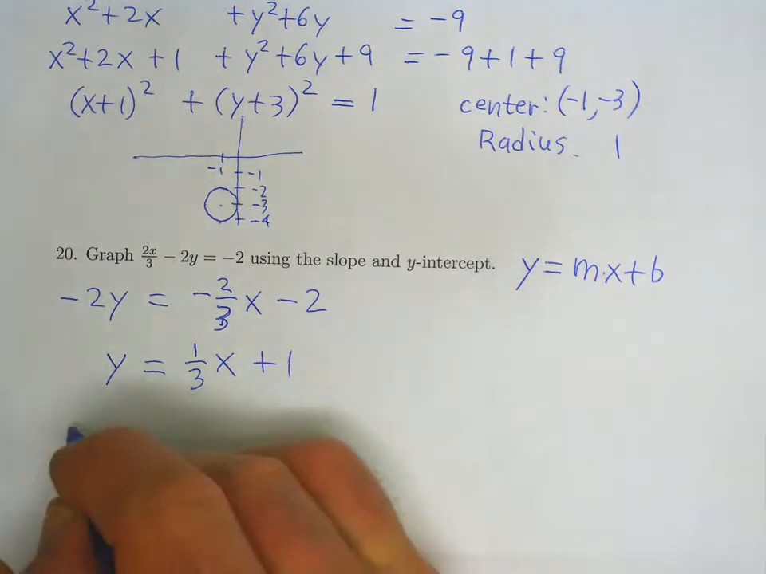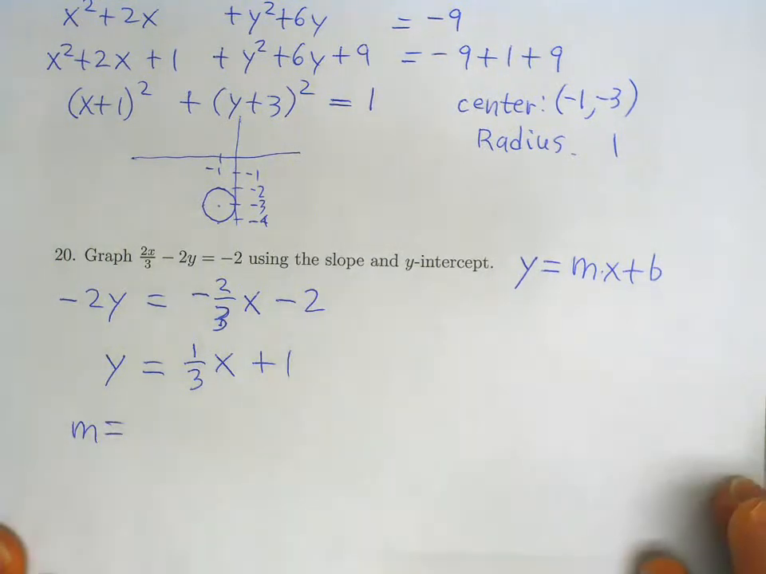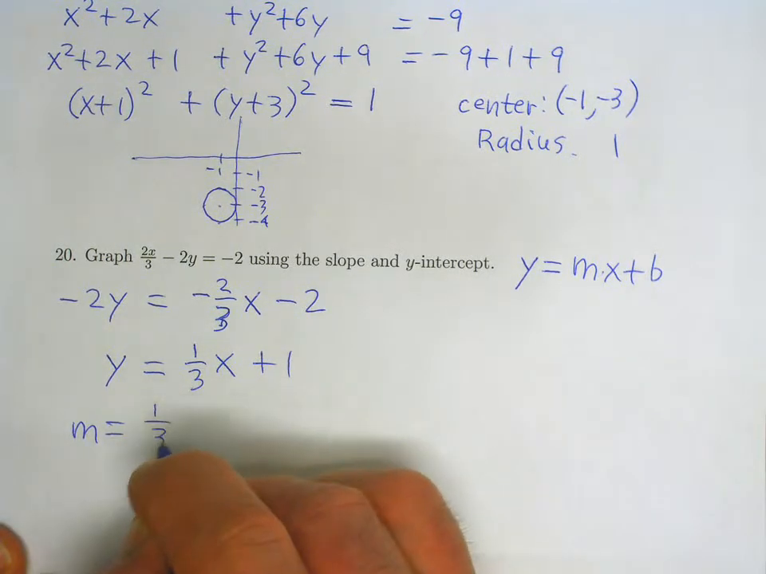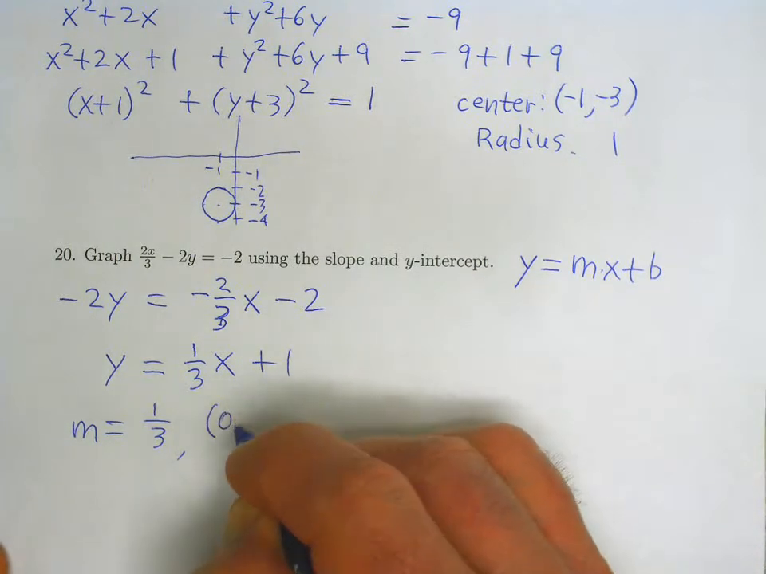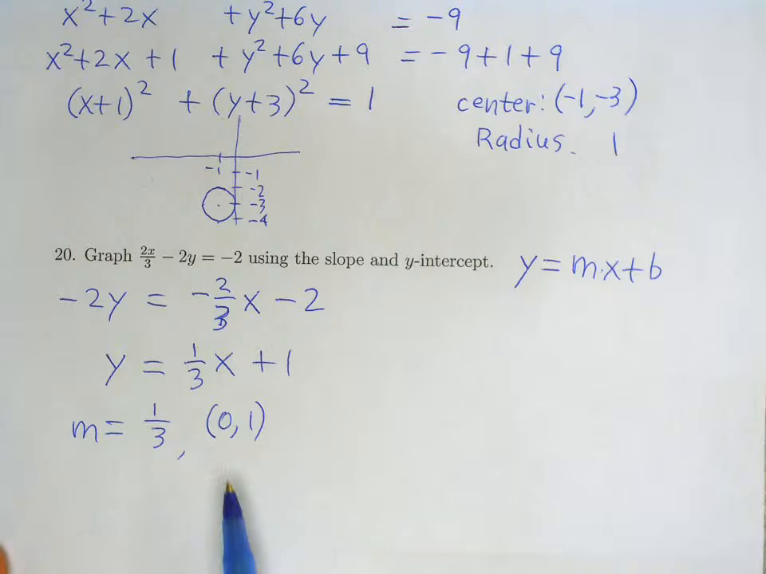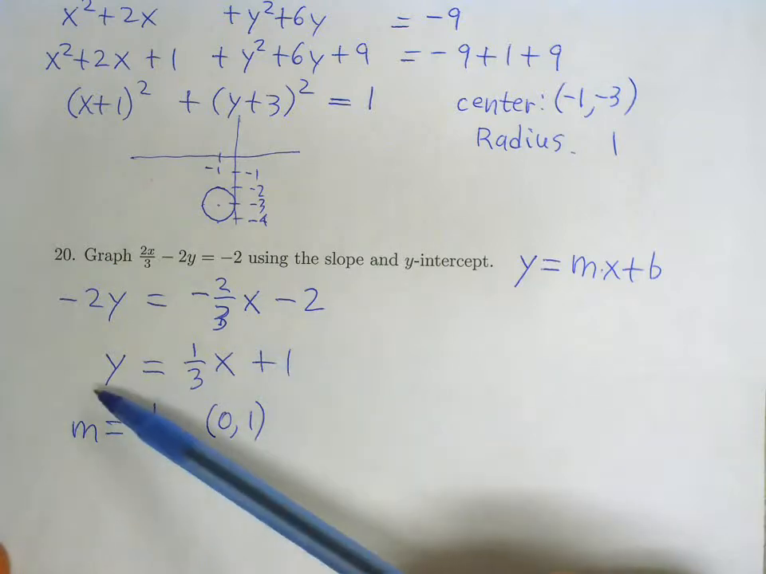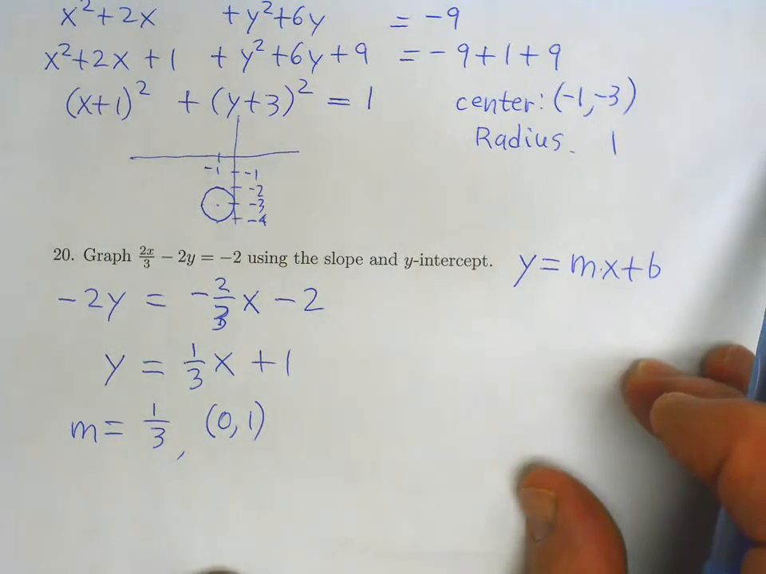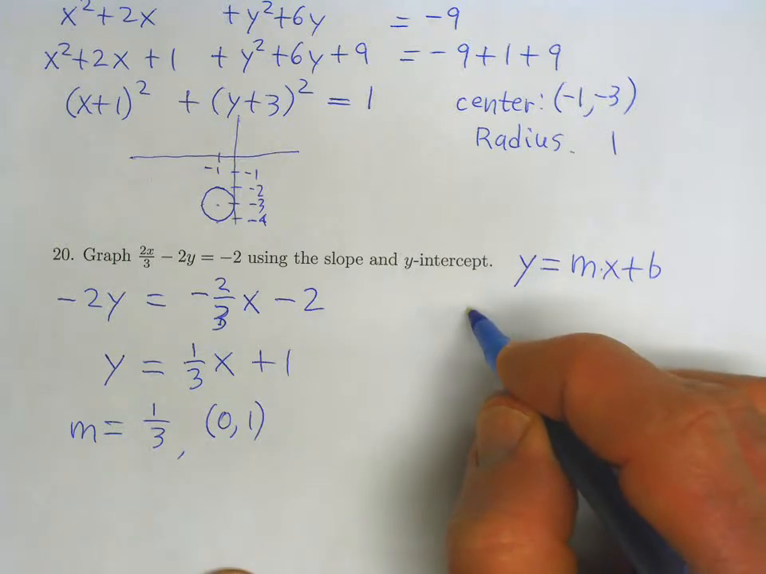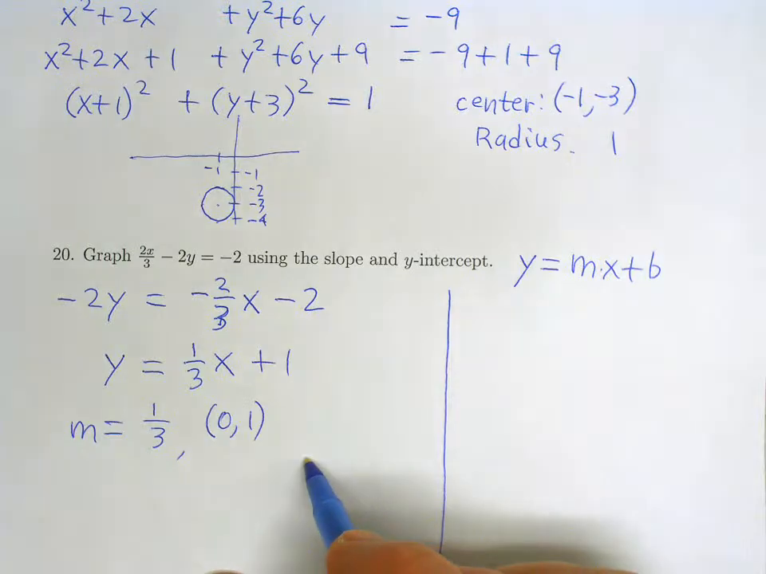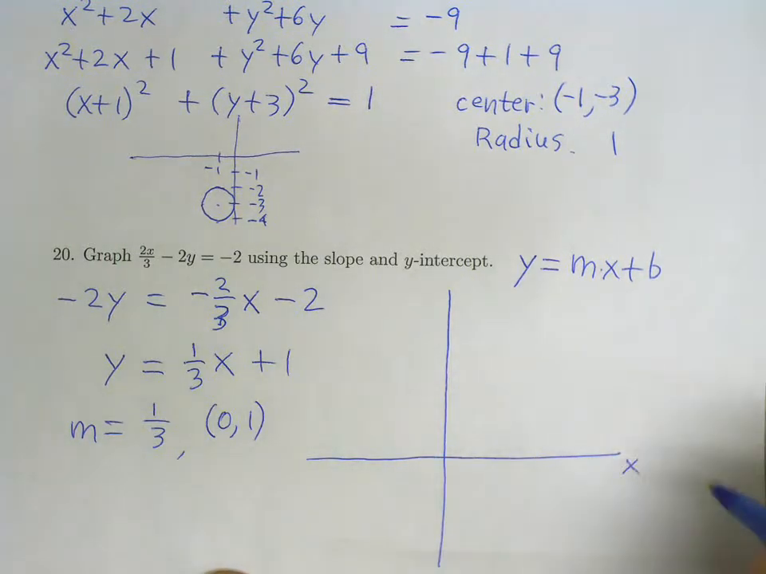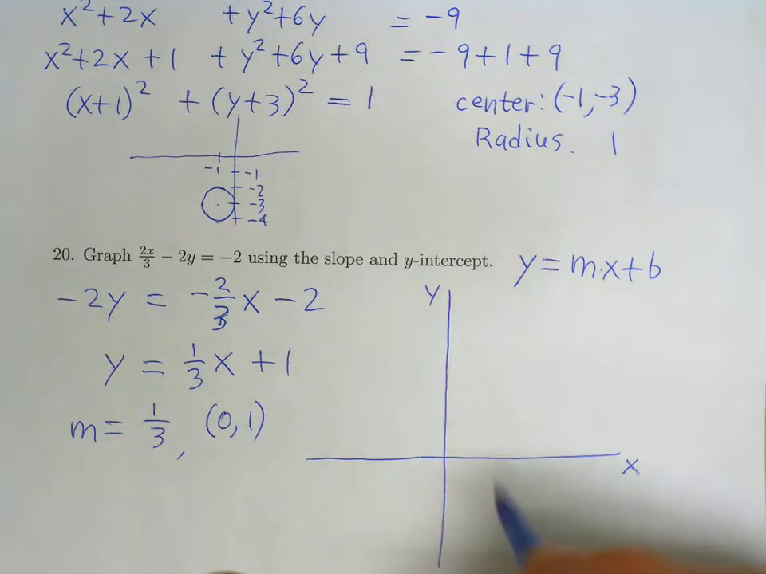Okay, so the slope of this line is positive 1/3. And the y-intercept is the ordered pair 0, 1. You can tell that from either of the equations. When x is 0, the y-coordinate is 1. Okay, so to use the slope and the y-intercept to graph the line, first we plot the y-intercept, the ordered pair 0, 1.